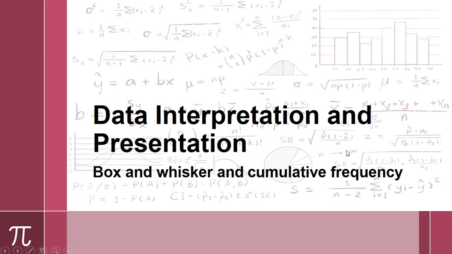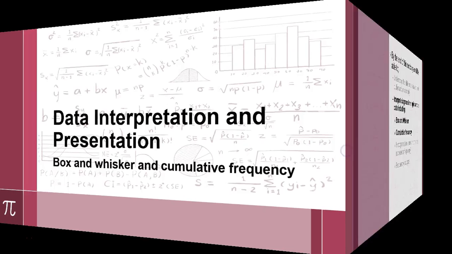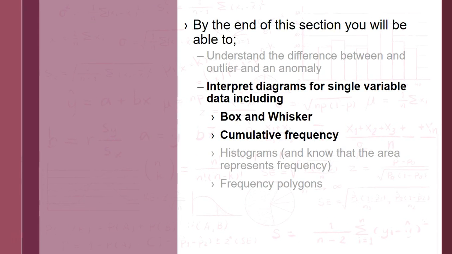Hi and welcome to this second video in the series on data presentation from the Year 1 Stats course, and we're going to have a little look at box and whisker and cumulative frequency curves in this one. So in the first video we looked at outliers and anomalies, and that's going to pop up again in this video, but we're going to now look at presenting summary data on diagrams and using diagrams to do calculations.